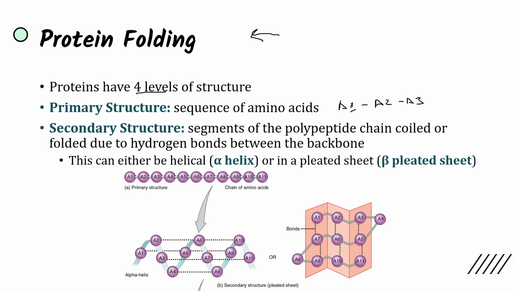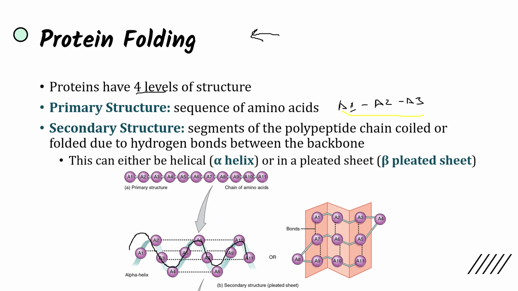And then we have our secondary structure, where the segments of the polypeptide chain, and this is the polypeptide chain we've created right up here, is going to be coiled or folded due to hydrogen bonds formed between the backbone. So we're not even looking at the side groups yet, but the backbone of each amino acid has the potential to form hydrogen bonds. And so these hydrogen bonds can either form an alpha helix, as we see here, we're looking at a helix, or a beta pleated sheet.